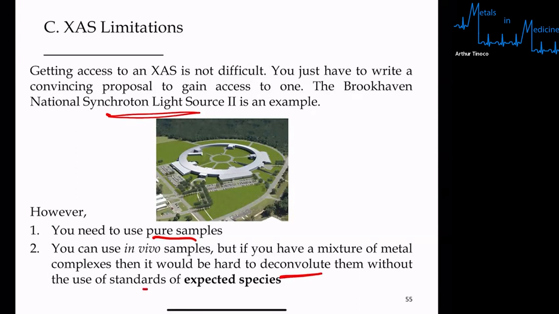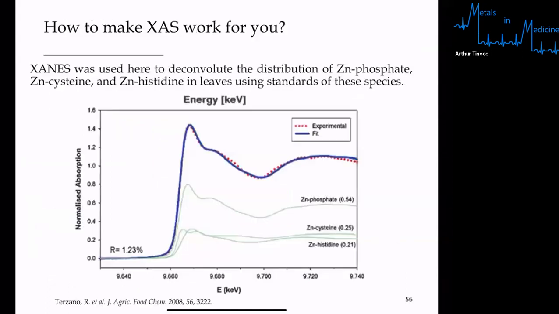It helps to have the use of standards of expected species. Let's say that you have a certain metal complex in this mixture. We'll actually take that metal complex with you, get its corresponding spectrum and compare, so you can deconvolute your data. That's what people have done. They don't necessarily take advantage of all the features. Some people can just rely on the XANES part to make sense of what they have.